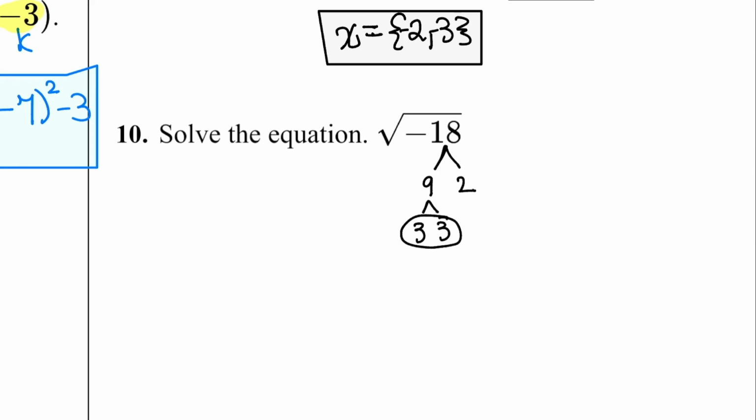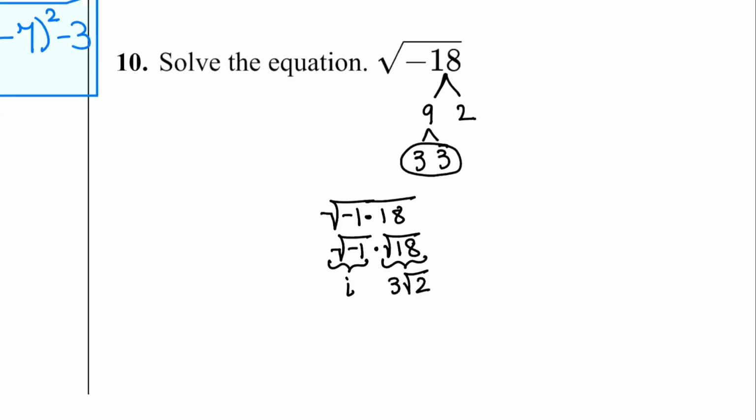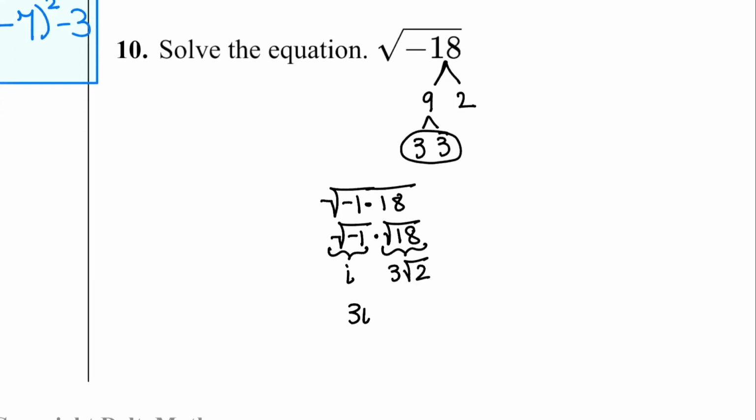And so we can remember that the square root of negative 1 is going to be a special number. It's going to be i. So if we have the square root of negative 1 times the square root of 18, this is going to be i, and this is going to be 3 radical 2. So our answer is 3i square root of 2.